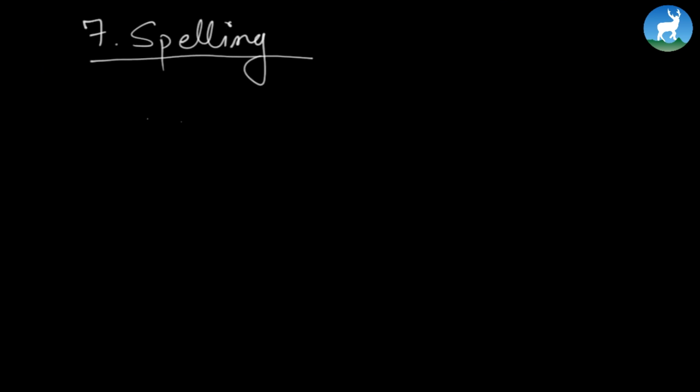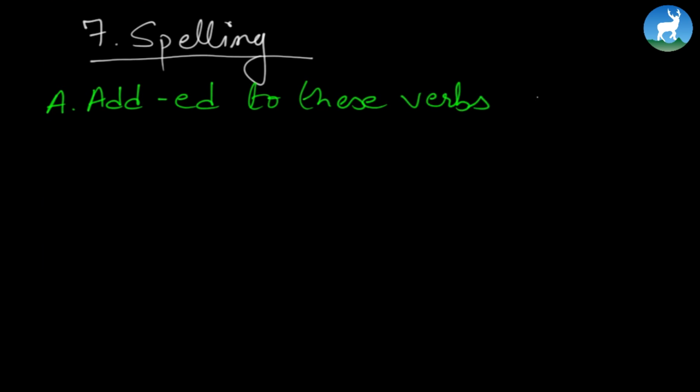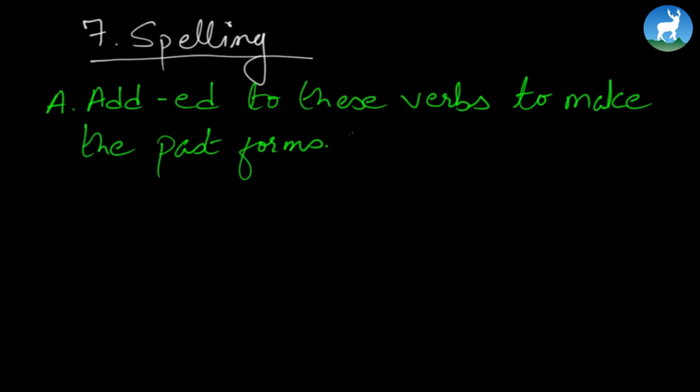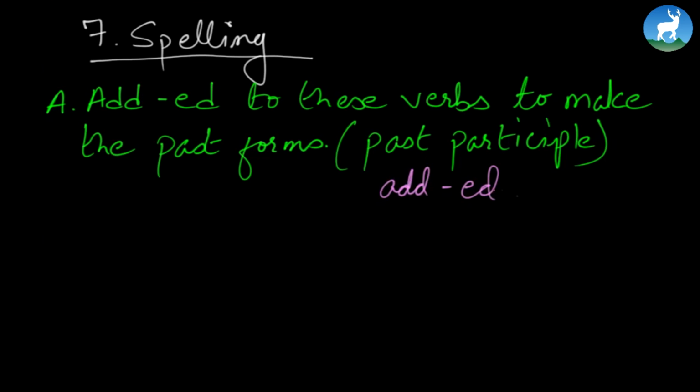So let's continue the exercises of Unit 1, Expressing Wants. Here you go, the exercise of Expressing Wants, the spelling section. Number 7, spelling. The heading is: add ed to these verbs. We have these action words, or verbs, given. A verb always denotes an action, some action being taken, to make the past form. Or we take this to what we call the past participle, where we add ed at the end.